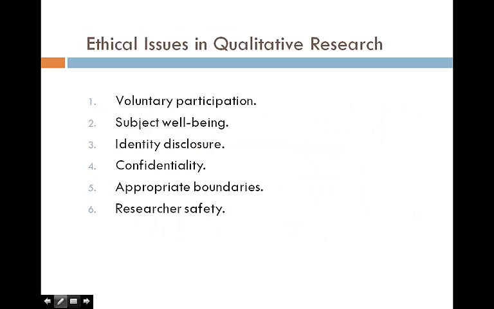There are several ethical issues in doing qualitative research. They are voluntary participation; we want to make sure that it is voluntary. Subject well-being; we want to protect our subjects. Identity disclosure; we want to make sure that students or the participants have a choice to choose not to participate. Confidentiality, so we do not want to disclose who they are. Appropriate boundaries we need to set up for them, and researcher safety, so we want to make sure that there is no major risk involved in the process.